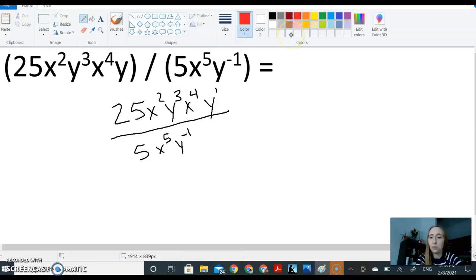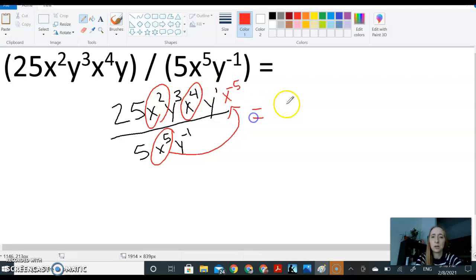So I think everybody right away maybe said, let's take care of the x's, right? So we got an x here, we got an x here, we got an x here. Okay, to move this x to the top, we're going to have x to the negative fifth, right? And so now we have 2 plus 4 is 6, minus 5 is 1. So we're going to have x to the first power, right? I could put a 1 there, but we don't need to.